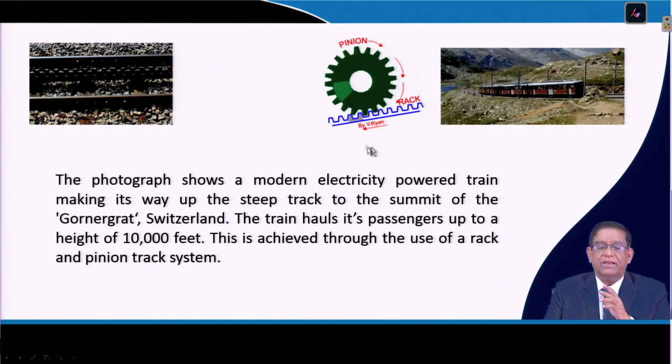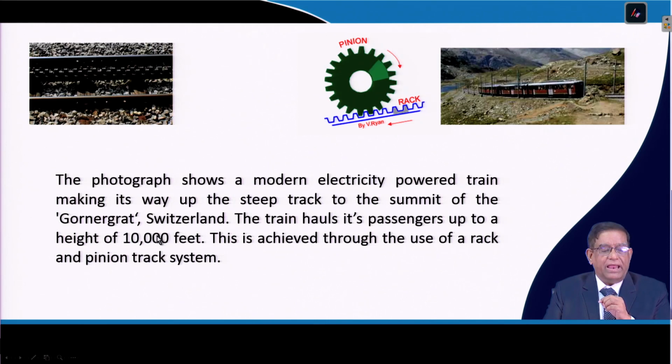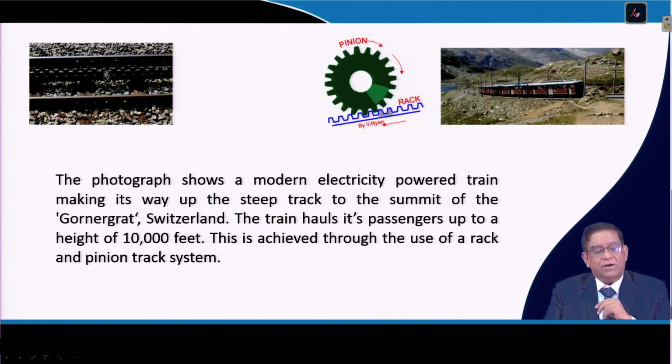This is a rack and pinion system. This one is in Switzerland. There is a place called Gornergrat. There the railway lines are on a very steep slope where the train moves, and for that the whole drive system has a rack and pinion type of arrangement.